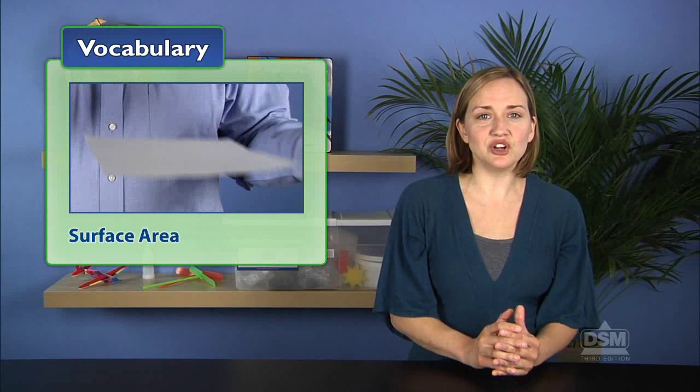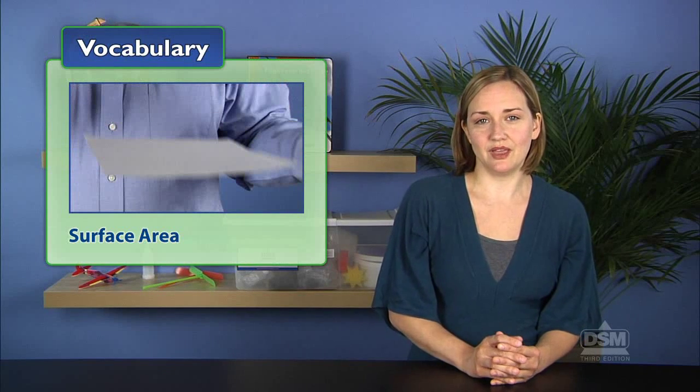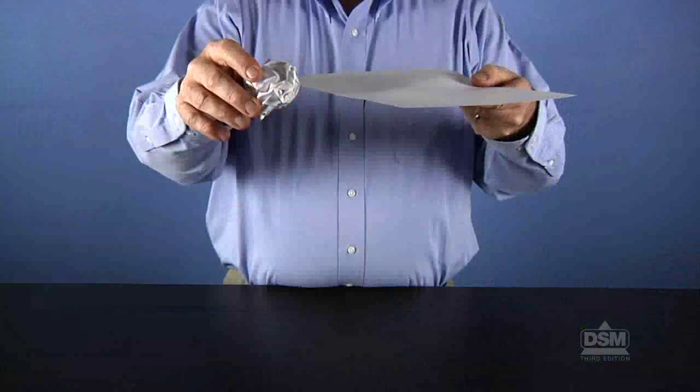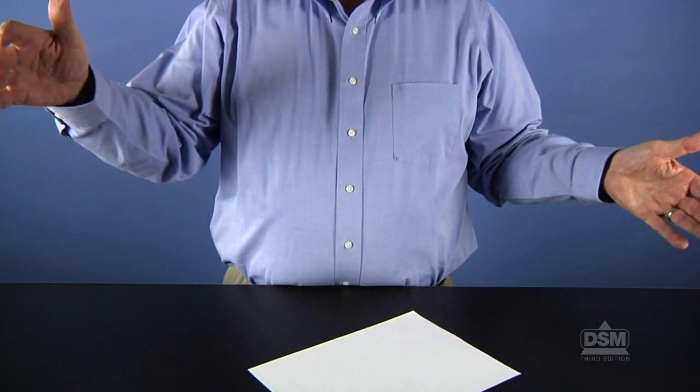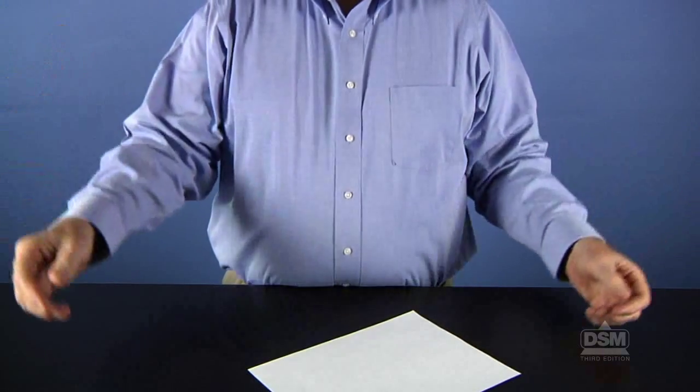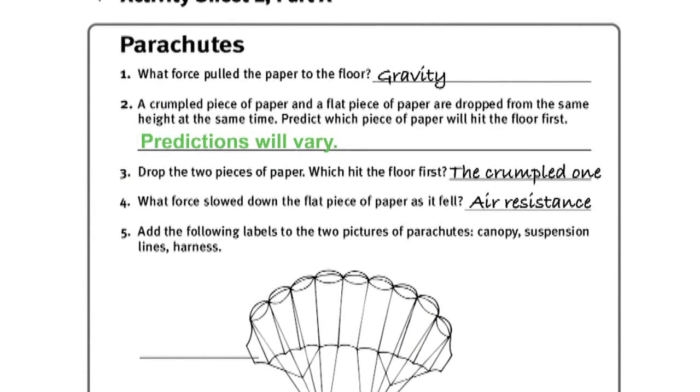Go on to explain that the surface area of an object is the part of the object that is exposed to air. Lead students to conclude that because the flat piece of paper had greater surface area, it encountered more molecules of air, therefore more air resistance. Tell students to complete activity sheet questions.